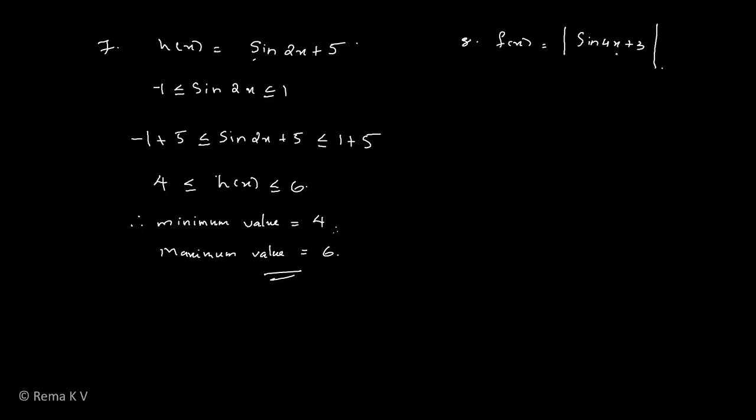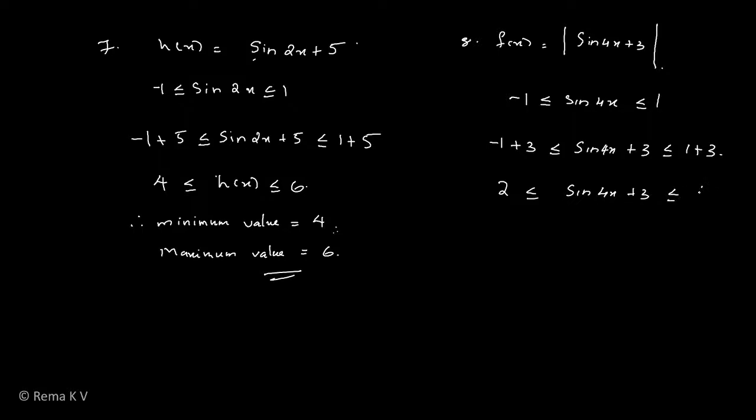So how can we write this? The value of sin 4x lies between minus 1 and plus 1. And if we add 3 here, minus 1 plus 3 is less than or equal to sin 4x plus 3 less than or equal to 1 plus 3. So this is 2 less than or equal to sin 4x plus 3, which is less than or equal to 4.